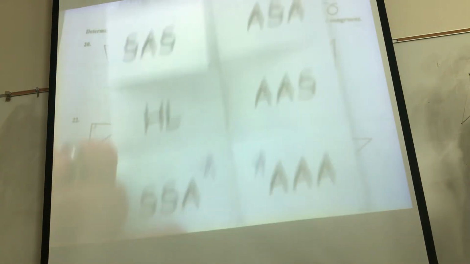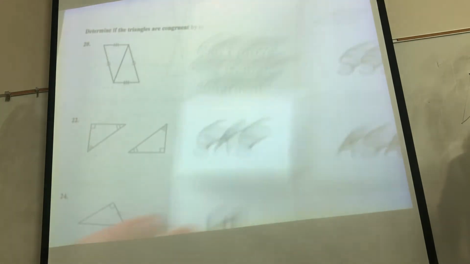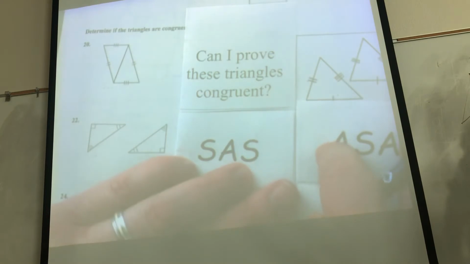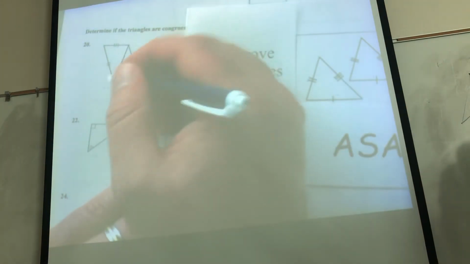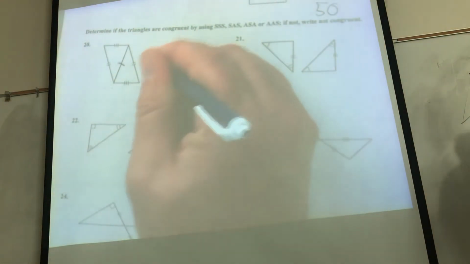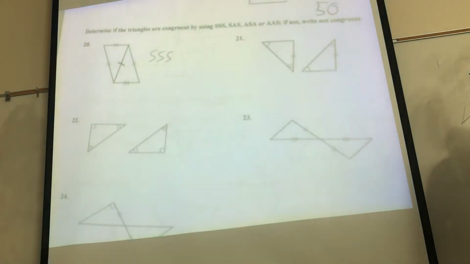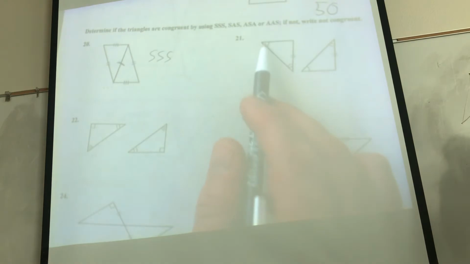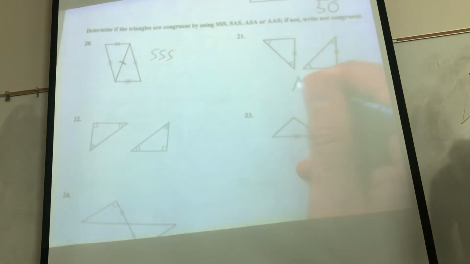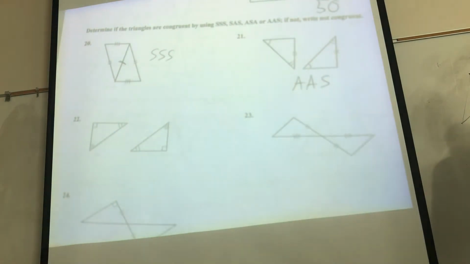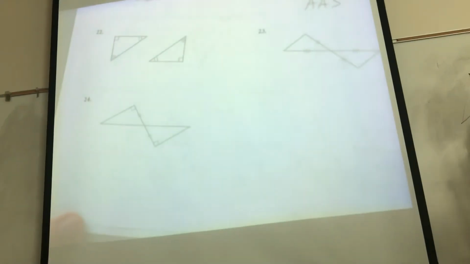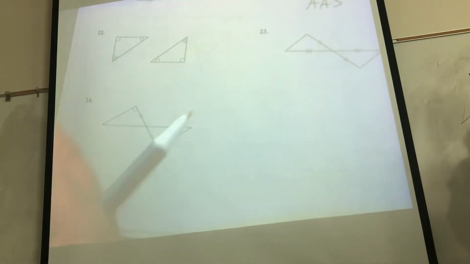Okay? But you go through, you take a look, what does the picture look like? Here's side, side, side. All 3 of the sides are marked congruent. These, only 2 of them are marked congruent, but this last one has to be congruent to itself. This is side, side, side. On this one, I've got angle, angle, side, and angle, angle, side. So this is angle, angle, side. They're congruent.